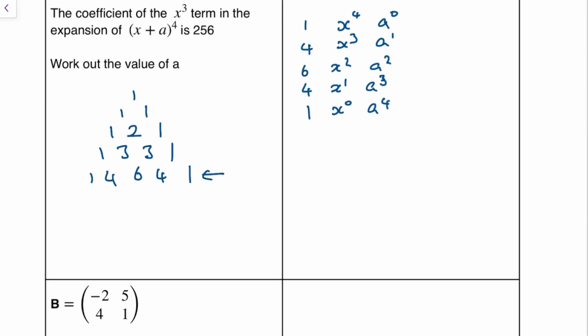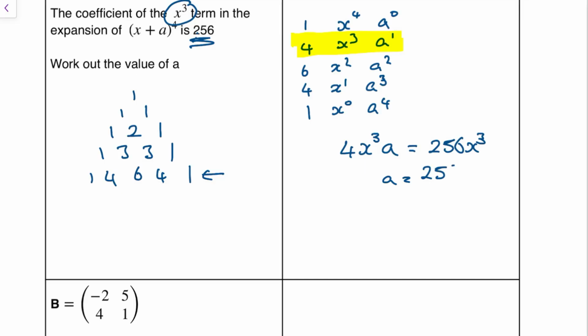Now, I've already gone quite too far because I didn't need to do any of this really, did I? Because all I need to care about is which one gives me the x cubed. So really, I could have just written this line out here. From the question, I know it's the case that 4 times x cubed times a is equal to 256x cubed. Well, I don't really need the x cubes, do I? So let's ignore that. So therefore, a is equal to 256 over 4, which is equal to 64.